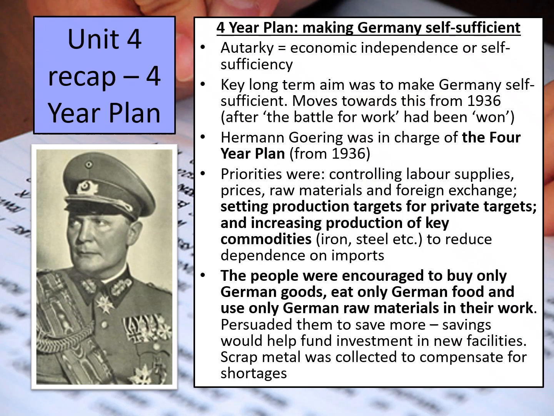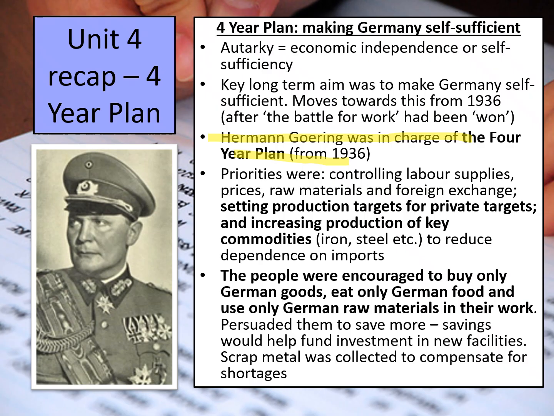Now, when the Nazis first came to power in 1933, their priority in the short term was about solving the unemployment crisis that was around from the Great Depression. Their longer term policy was about the 4-year plan, which they had from 1936 after they supposedly won the battle for work. Now, Hermann Goering, who you can see in the picture there, was put in charge of that 4-year plan from 1936, and the idea was that they would get the German economy ready for war by 1940.